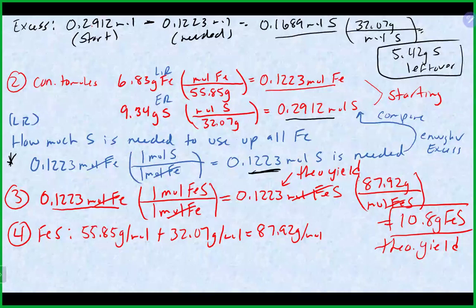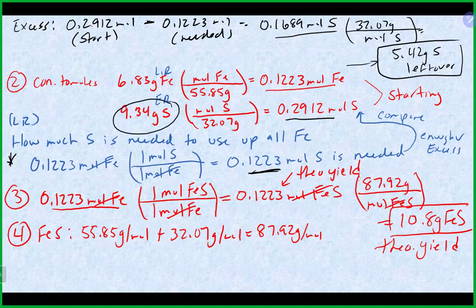And obviously for our sulfur, we started with 9.34 grams of it. We have 5 grams left over, so we used just under 4 grams in the actual reaction in this particular case. Obviously, for our limiting reagent, we have nothing left over, right? Because it gets used up. So ideally, we have pretty much 0 of that left over. Any questions on that calculation?